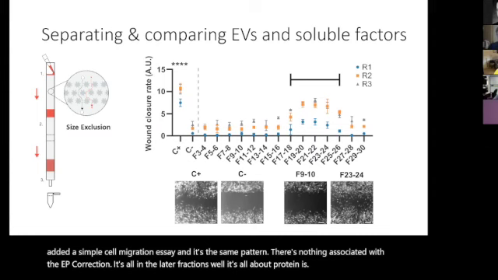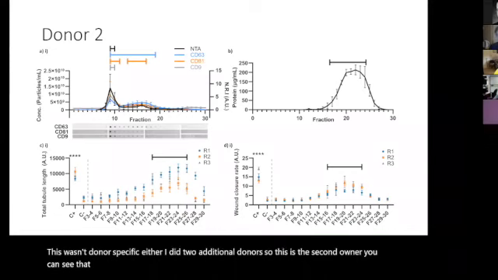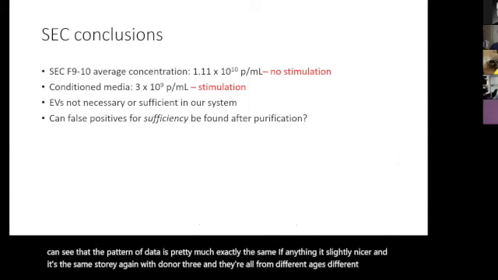This wasn't donor specific either. I did 2 additional donors, so this is the second donor. You can see that the pattern of data is pretty much exactly the same. If anything, it's slightly nicer. And it's the same story again with donor 3. And they're all from different ages, different sexes, different ethnicities.